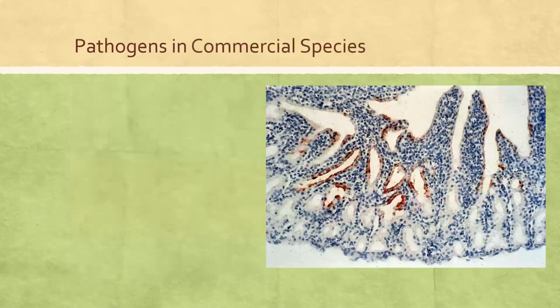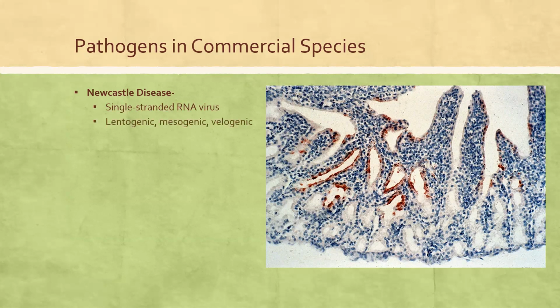So, looking at some pathogens that affect commercial species of birds like chickens or ducks or turkeys, we start off with Newcastle disease. Newcastle disease is a single-stranded RNA virus that comes in either a lentogenic, mesogenic, or velogenic form, meaning there are three different forms of this virus of three different sort of virulences and pathogenicities, with the velogenic virus being sort of the worst to come down with.